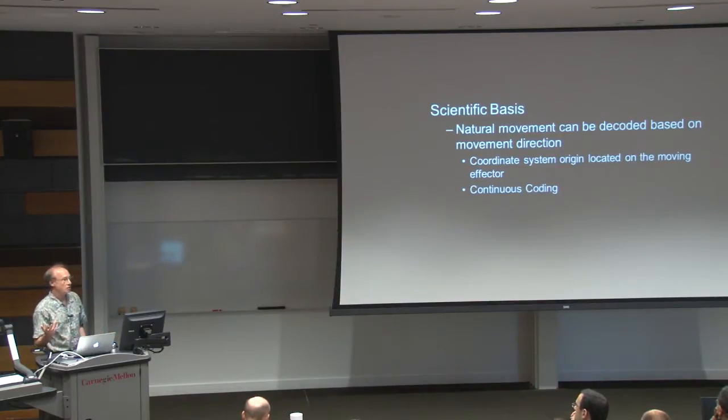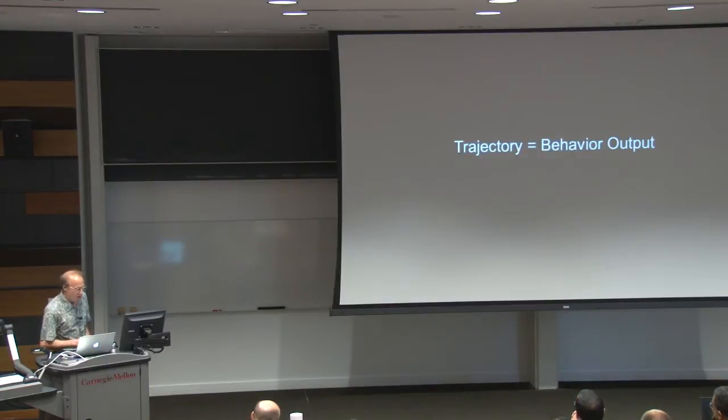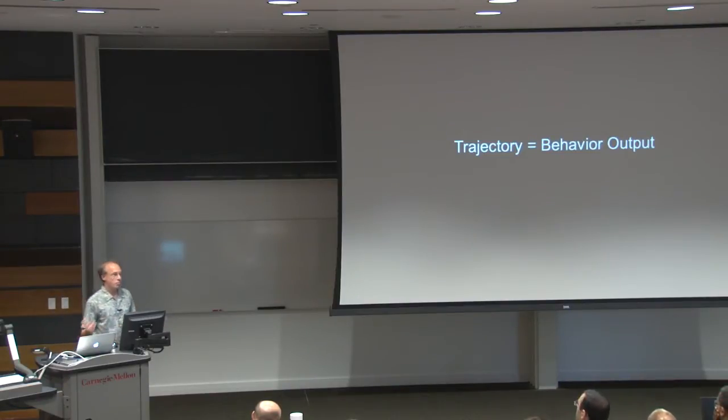And it's showing you continuous coding. So I'm getting a continuous readout throughout the entire movement. I'm not pre-specifying the movement and letting it go ballistically. I'm controlling it continuously. Okay, so that's sort of what I can get from this. Now, if you think about it a little bit more, in terms of those of us who study movement, trajectory is really behavioral output. So rather than thinking about movement in terms of muscle contraction and joint displacements, the mechanics of movement, another way to think about it is behavior output.